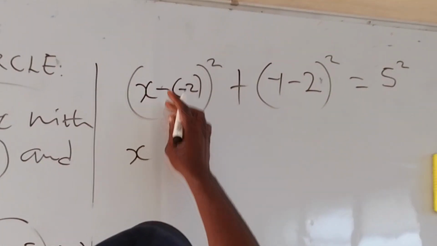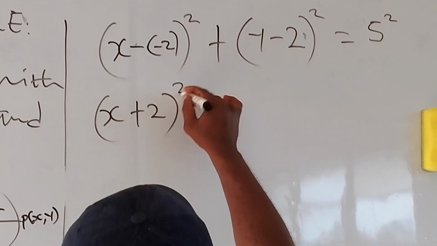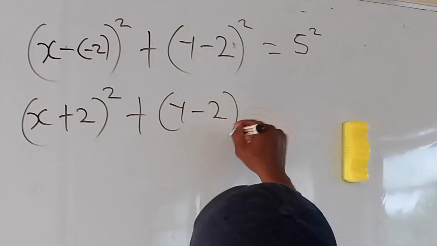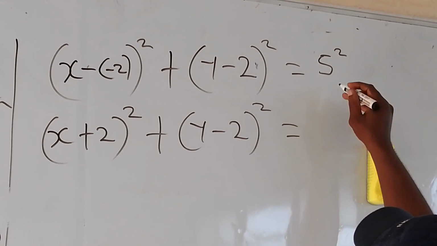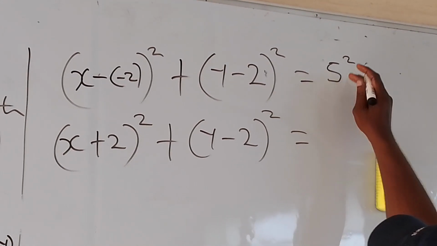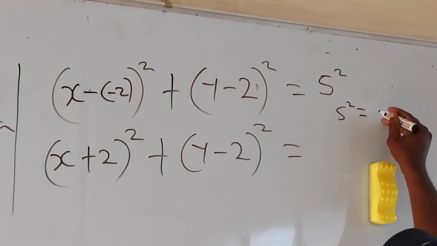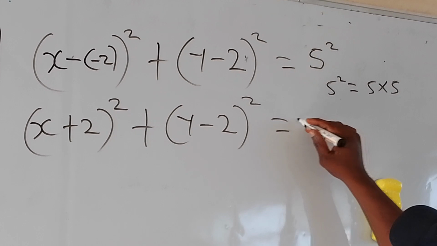Use this one to multiply. Minus times minus will be plus, all in bracket raised to power 2, plus (y minus 2) all in square equals to... What is this? You know that 5 square is equals to 5 times 5. True or false? So 5 times 5 will give us what?